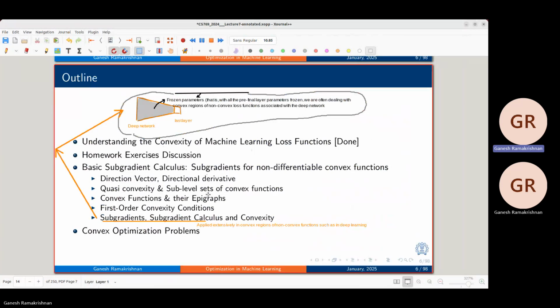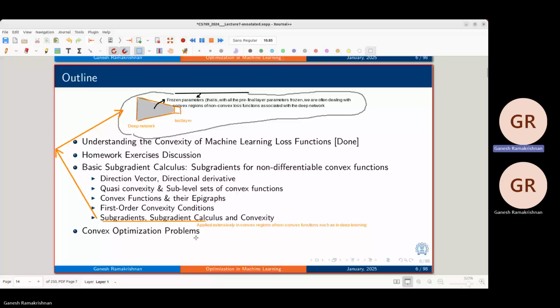Just that in the overall analysis, we have to do a little bit more beyond just convexity to ensure convergence, right? Because there's some engineering required to ensure that what you're assuming about convex regions also holds overall. But other than that, the motivation of convexity is fairly generic. Yeah, the point is underlined here. All this is applied extensively in convex regions of non-convex functions, even in deep learning.